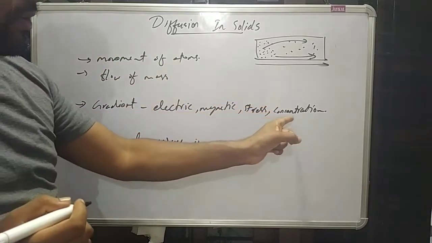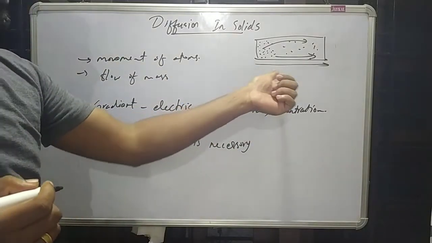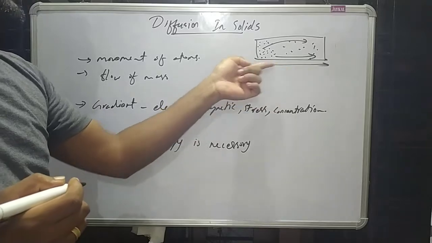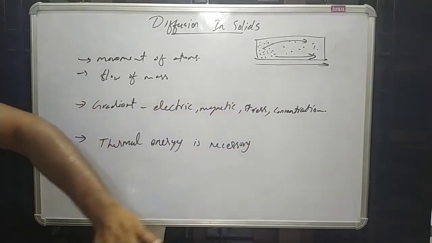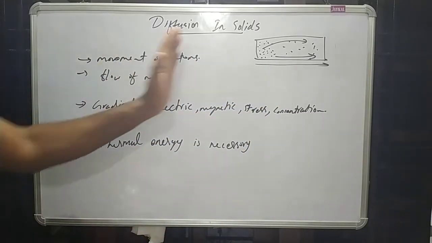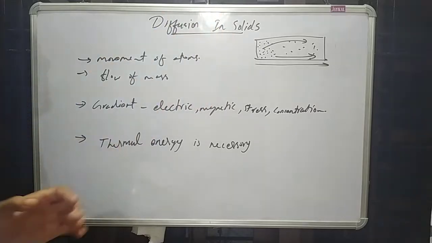Not only due to the concentration gradient, which means the change in concentration as we go in some particular direction, but also an electric, magnetic, or stress gradient will be the cause of the flow of these atoms, or the flow of mass.